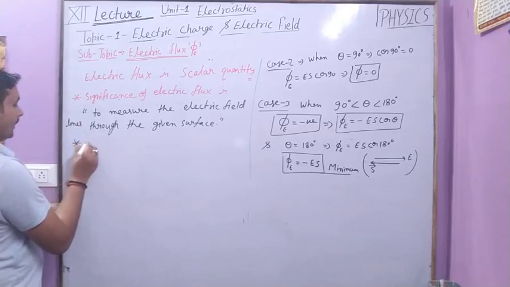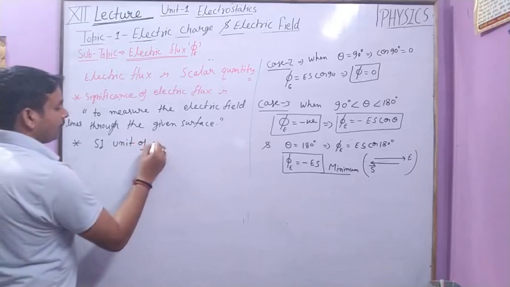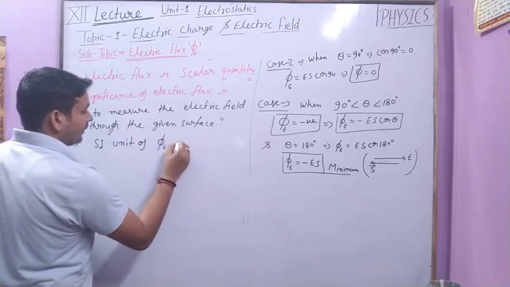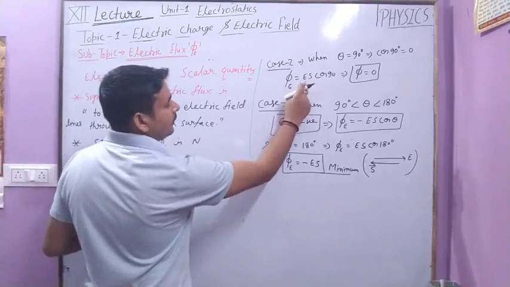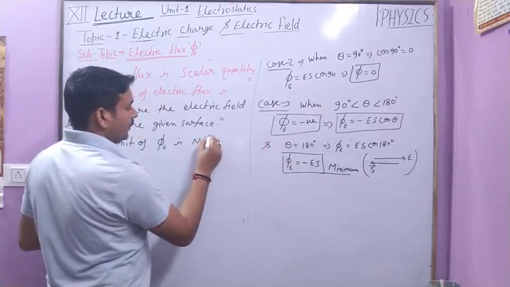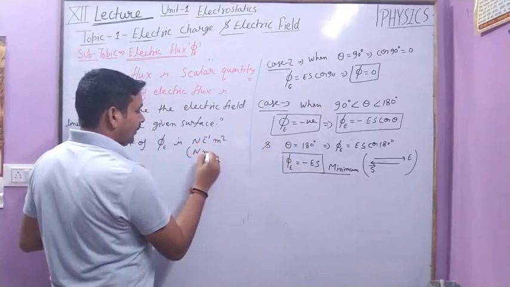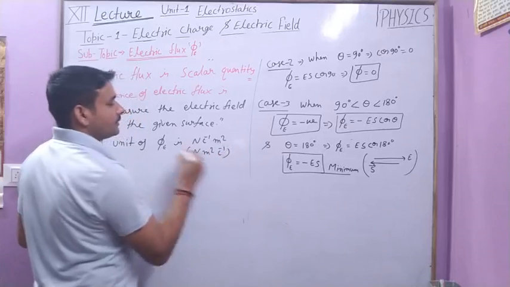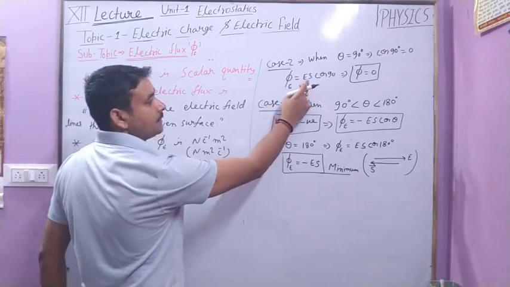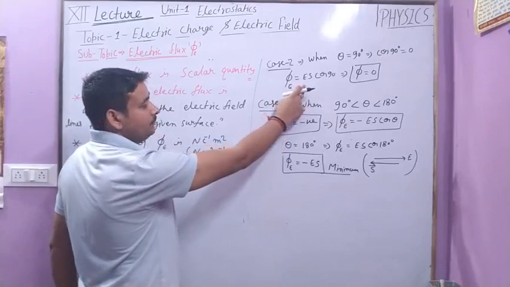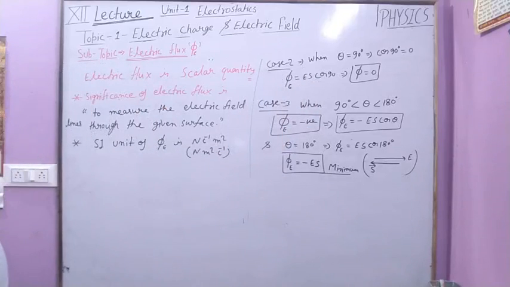Now, the SI unit of flux is Newton meter square Coulomb inverse. The electric field has unit Newton per Coulomb, and surface area has unit meter square.